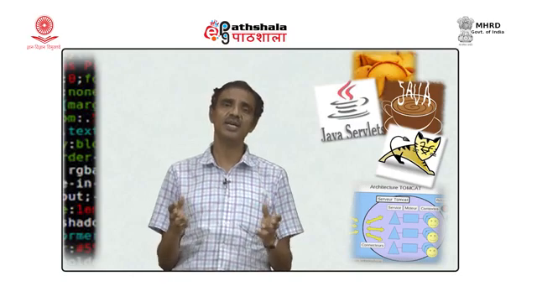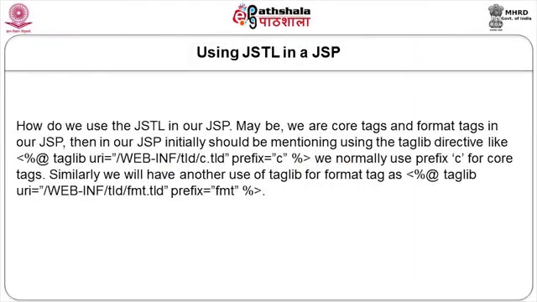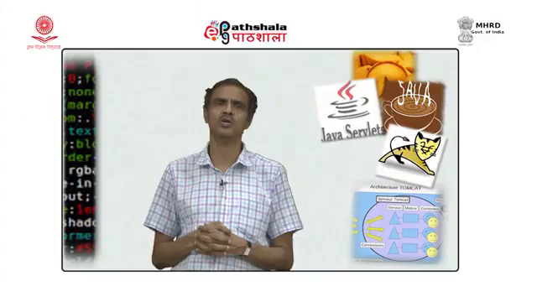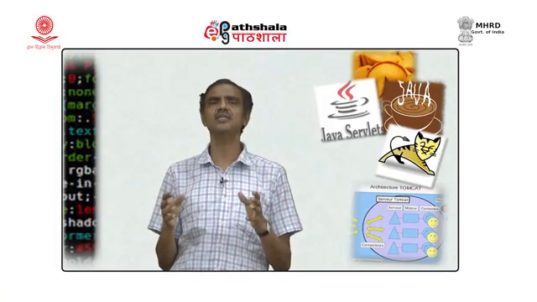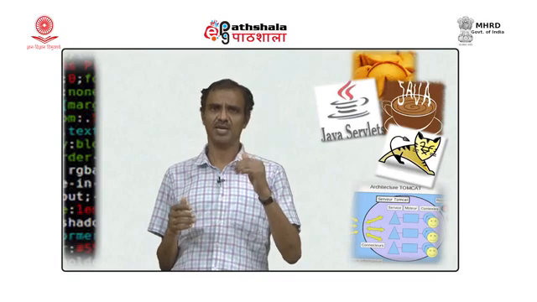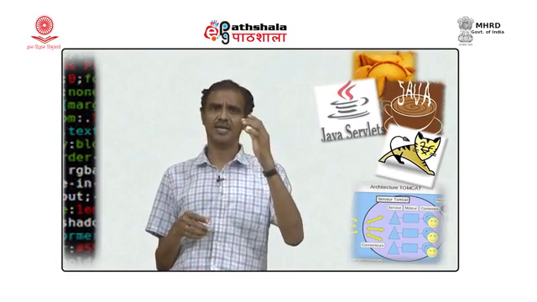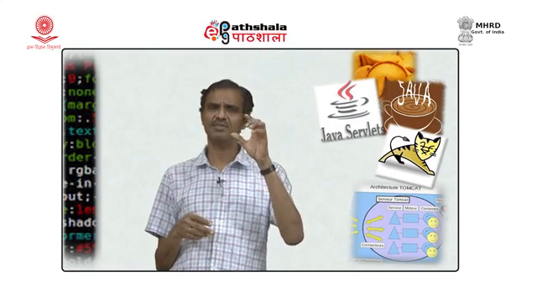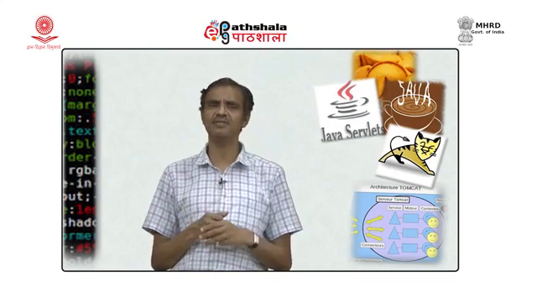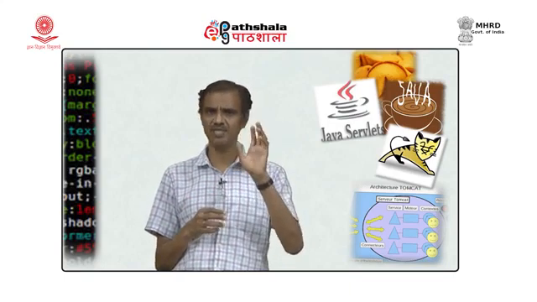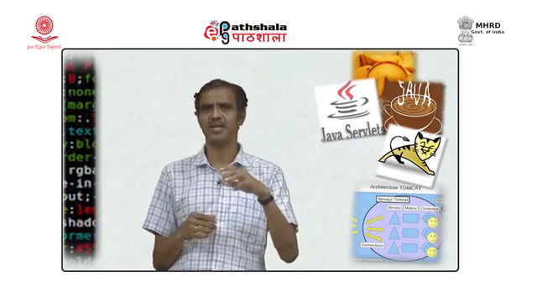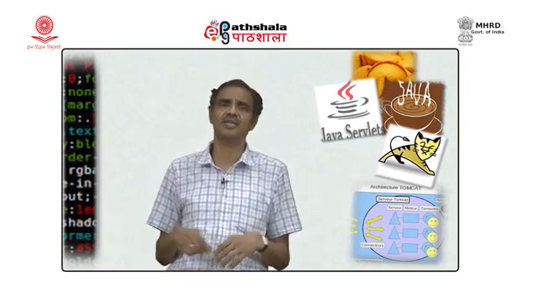Now, how do we use that in our JSP? If I am trying to use any of the JSTL, maybe I am only using the core tags and the format tags, let us say we use only these 2 of them. Then our JSP should initially mention that we have the taglib directive. So I will say @taglib. This is compulsory. JSTL is not just available like a standard tag.